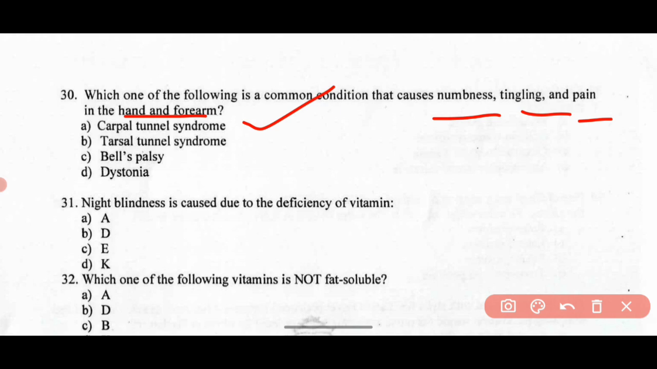So the compression of the median nerve, that condition is called what? Carpal tunnel syndrome. Okay, so here the right answer is option A. And what is Bell's palsy? Bell's palsy means the seventh cranial nerve, the facial nerve, is getting affected. So ptosis and drooling of saliva will be there on the affected side, that is the ipsilateral side. So those things are different. So this option we have to remove.